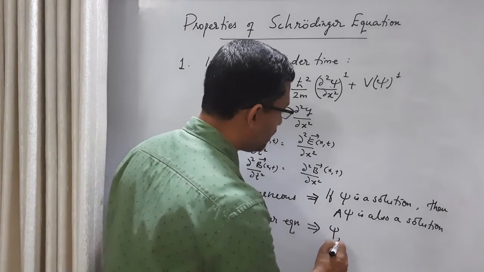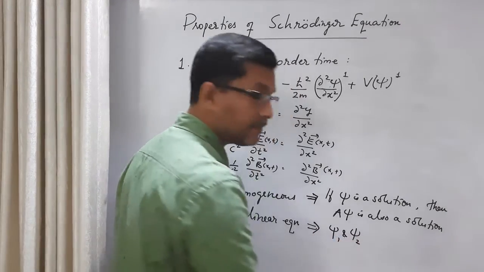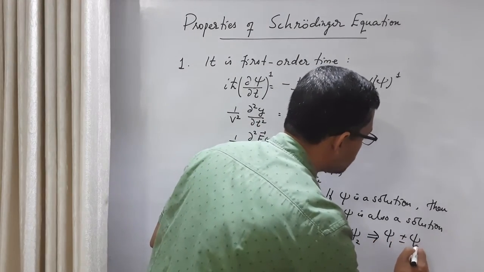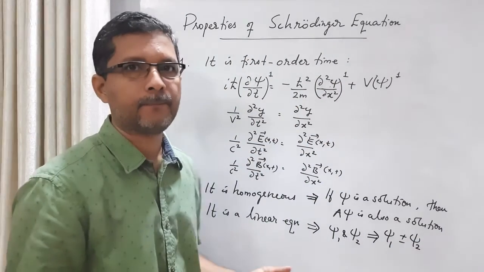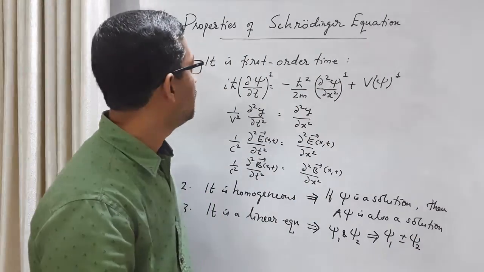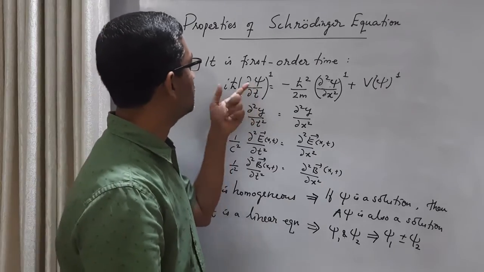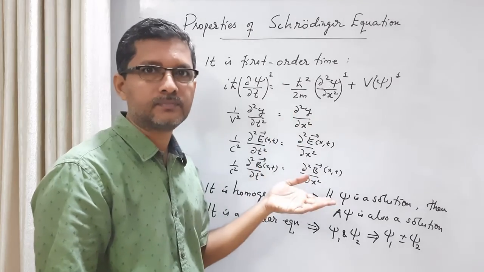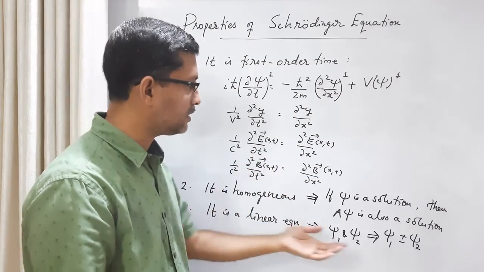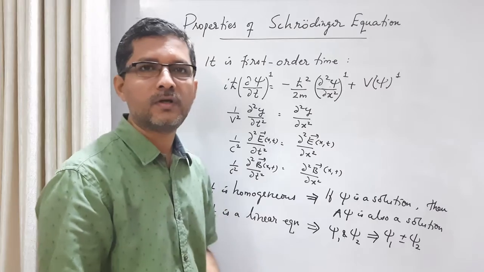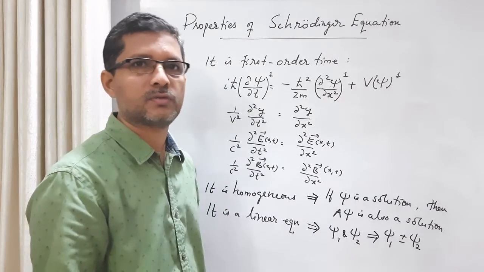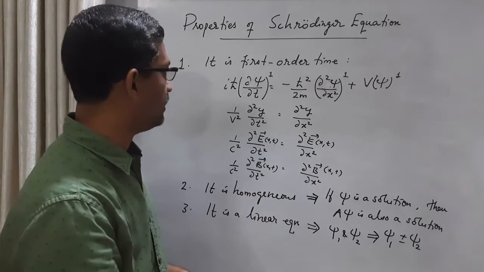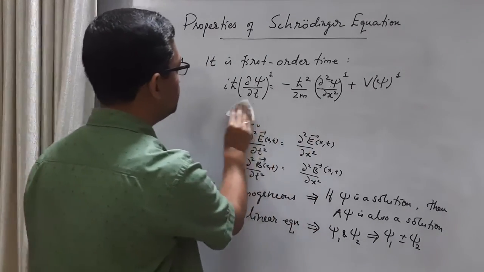If psi 1 and psi 2 are two solutions, then psi 1 plus or minus psi 2 is also a solution. That is the idea of a linear equation. You can easily check that: write the Schrodinger equation for psi 1, write the Schrodinger equation for psi 2, and just add the two equations. You can show that psi 1 plus psi 2 is a solution of the Schrodinger equation, or psi 1 minus psi 2 is a solution of the Schrodinger equation. Now, this second property and third property can be combined.